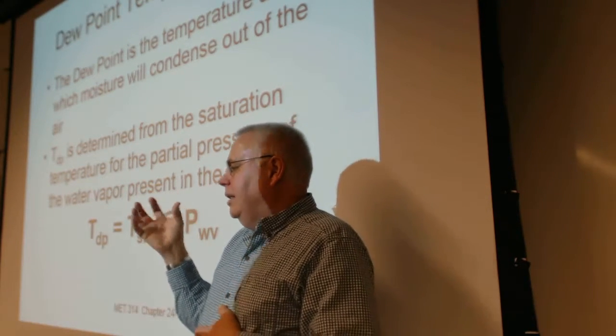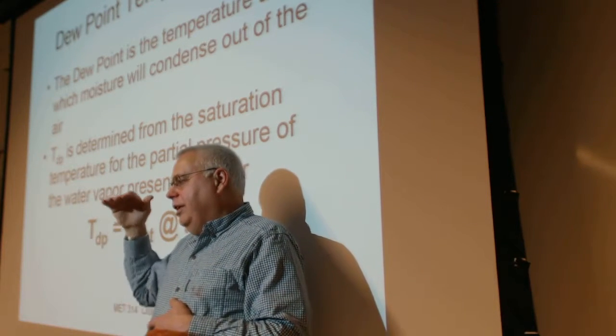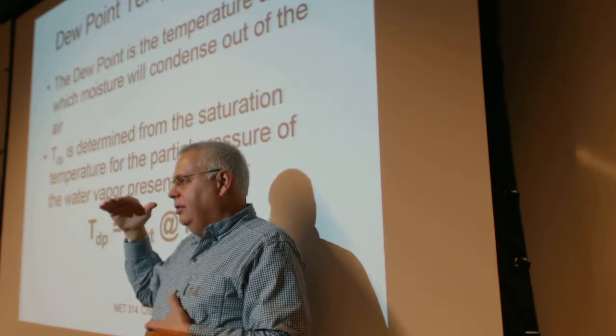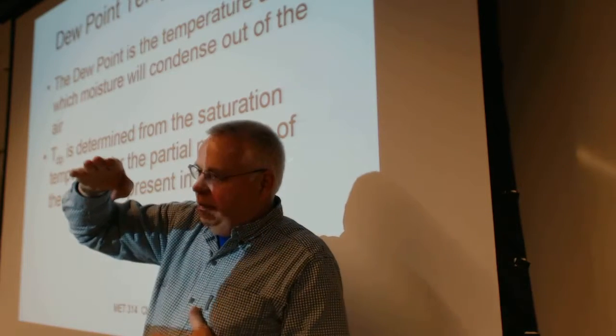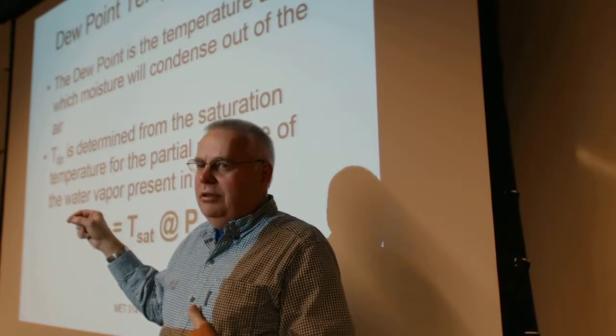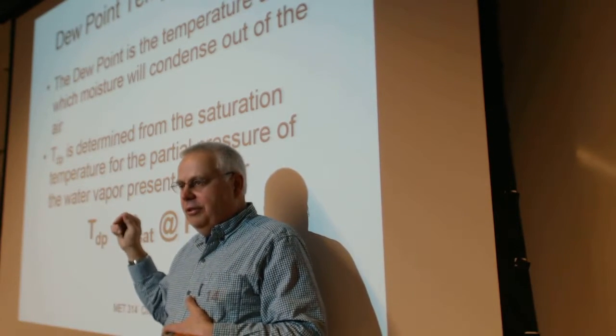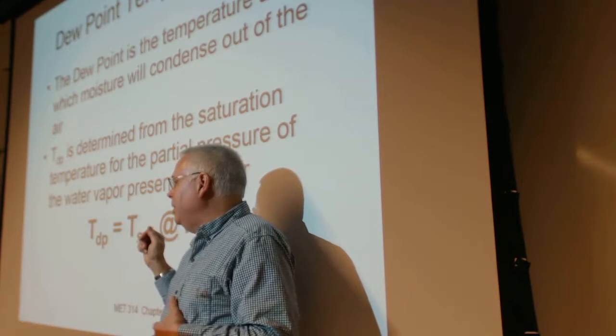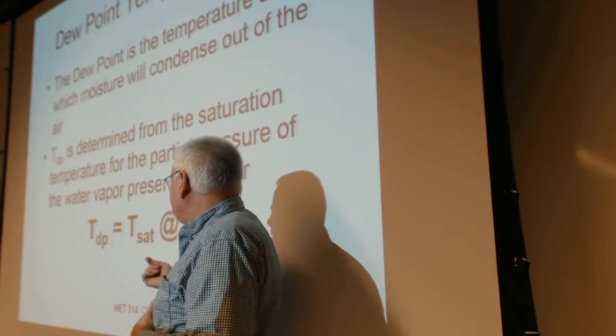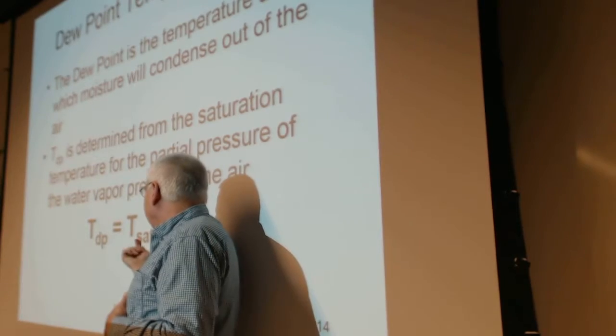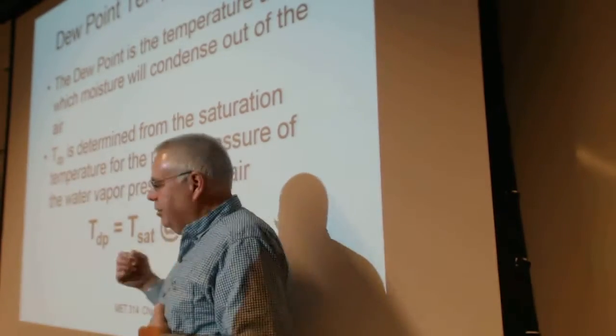So for a given amount of moisture in the air, you chill it down until it gets to its saturation temperature for the actual pressure of water vapor in the air, the partial pressure. That's dew point. It's the saturation temperature at whatever water vapor pressure you have.